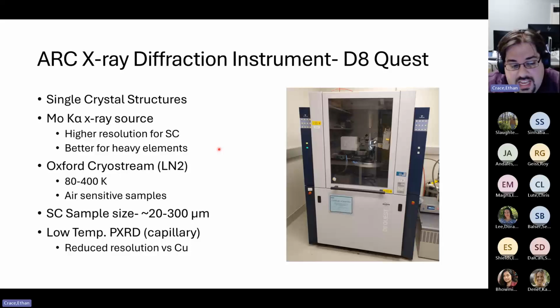Another thing that this instrument can do is it can, in principle, also do powder X-ray diffraction if you want to. The powder will have to be mounted in a capillary to do it. And because we have the cryostream, we can cool samples.